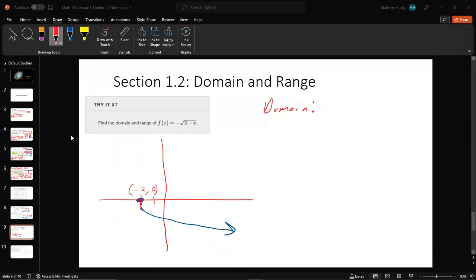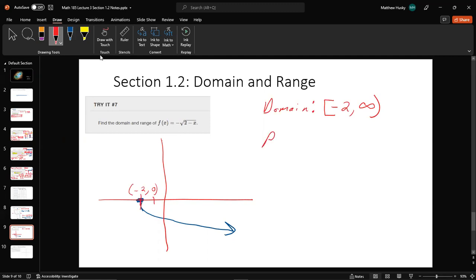So there's a very rough sketch of the graph that was on the screen. As you can see, there's the -2, 0, and it curves off that way. So the domain: the lowest possible x value that we have, inclusive, is -2, and then it goes as far to the right as it wants to. So it's -2 to infinity, with parentheses there.